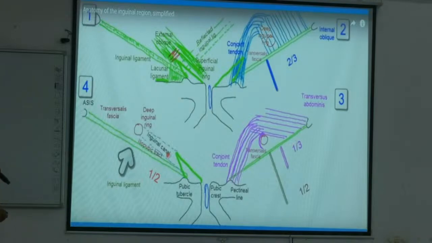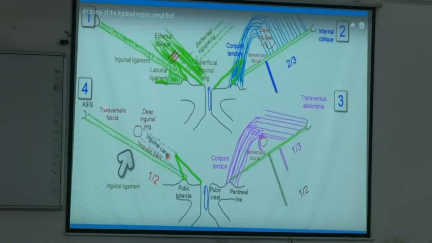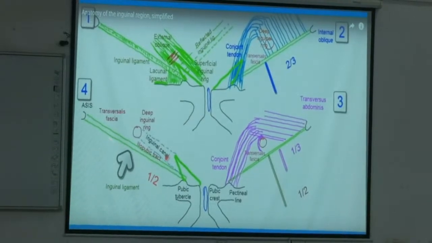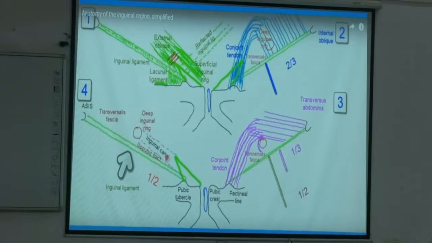Conjoint tendon forming an arch above the inguinal canal, and forming the roof of the canal like this. And deepmost is the fascia transversalis. Okay, there is a gap in the fascia transversalis that is forming the deep inguinal ring, and the canal is extending from deep inguinal ring to the superficial inguinal ring.